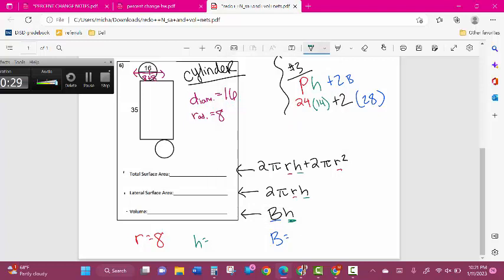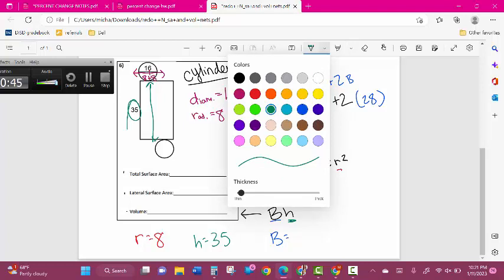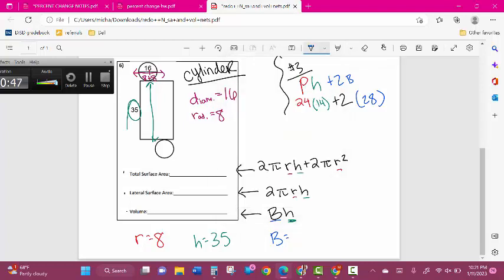Height of the cylinder is still just how far away is one circle base from the other circle base. How far apart is that? 35 units. So h is 35. Okay, now this is where we're seeming to get confused. Big B is still the area of the base.